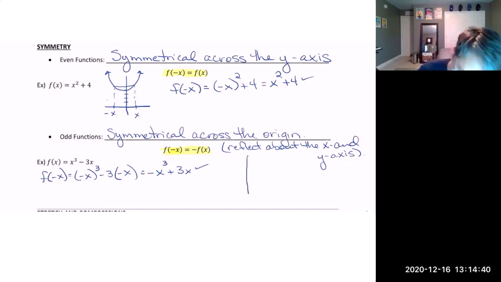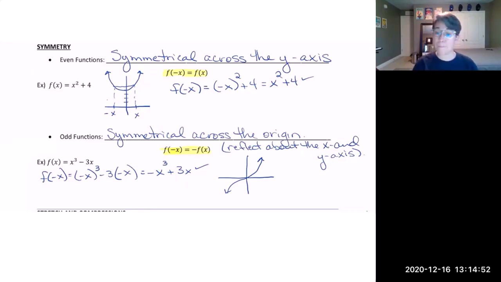So notice, cubes are a good example of odd functions. Not all cubes, mind you. If it's shifted left or right or up or down, it may not be symmetrical about the origin. But if you were to take that graph and reflect it about the y-axis and again about the x-axis, or vice versa, you'll get the original picture back.